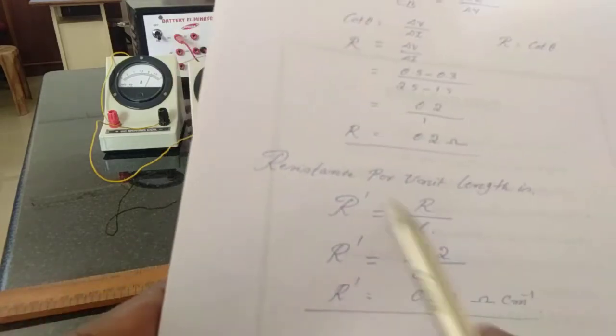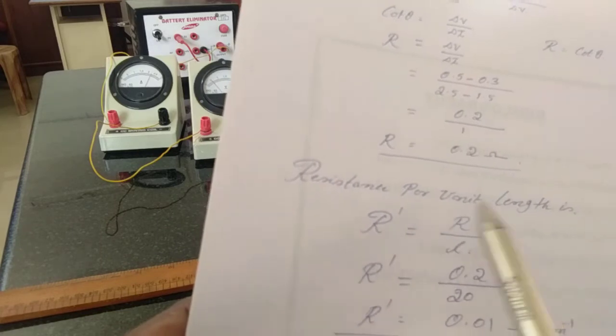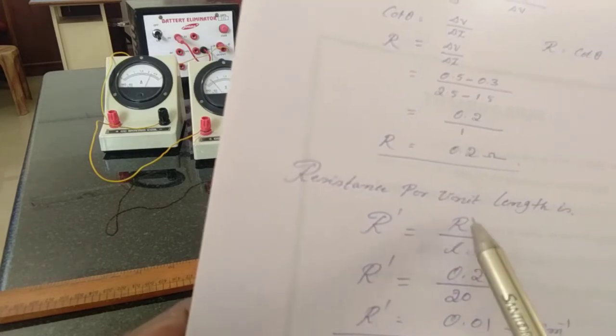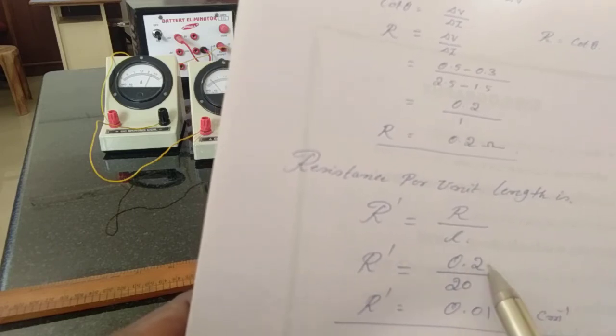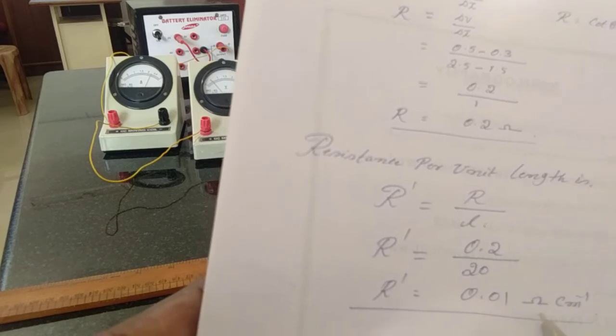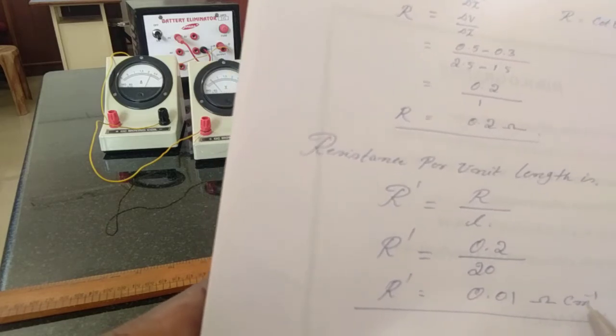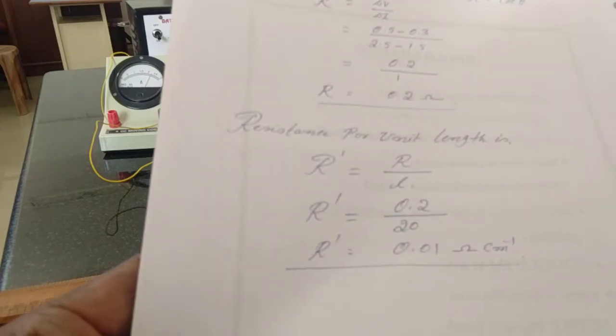Now I want to find out the resistance per unit length. How do we find the resistance per unit length here? R dash is the resistance per unit length. R dash is equal to resistance divided by length. You already found the length, which is 20 centimeters, so 0.2 divided by 20 centimeters. R dash is equal to 0.01 ohm per centimeter. So this is the result we will get.